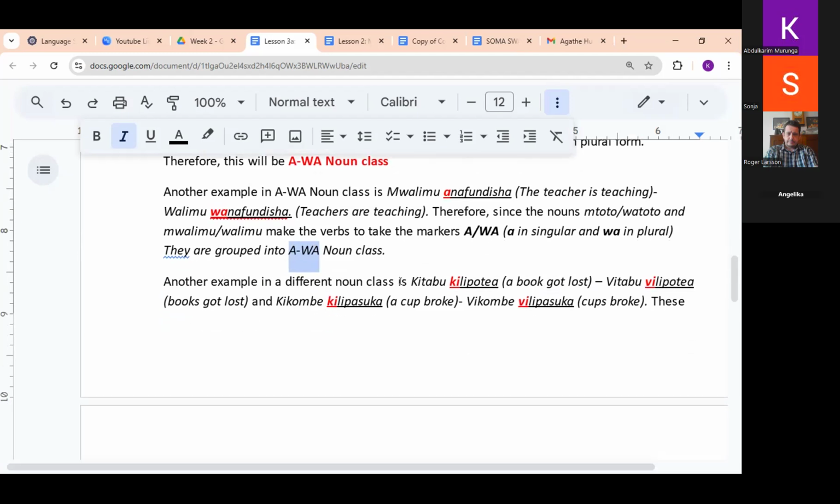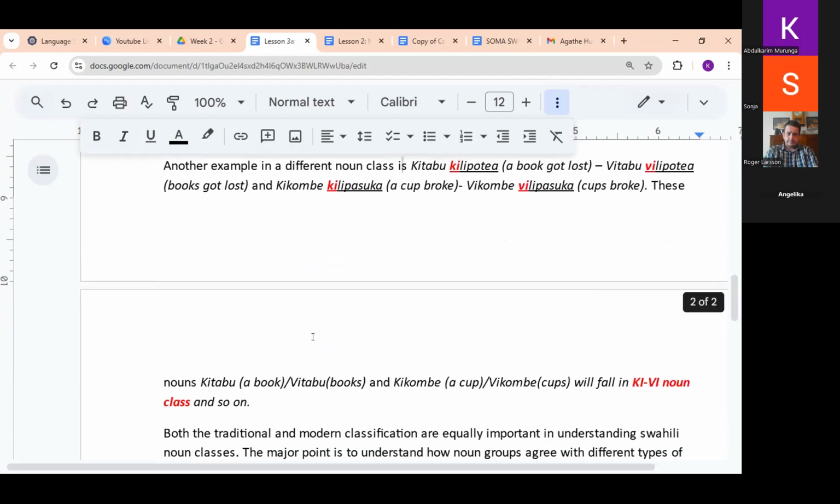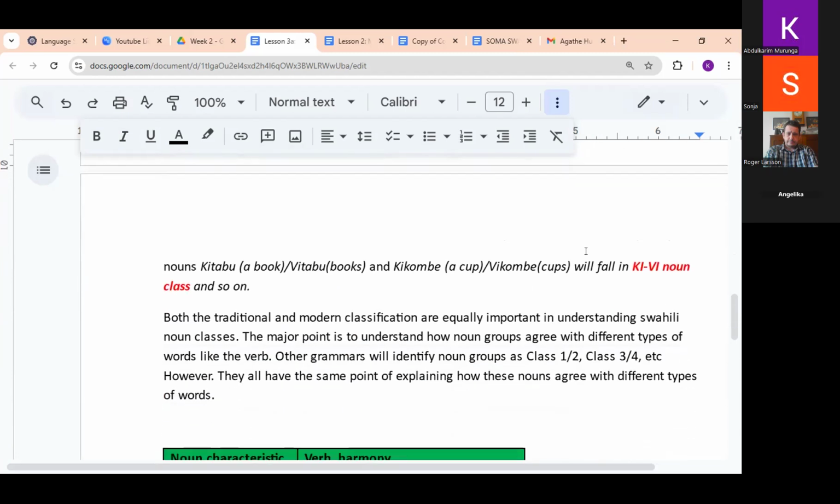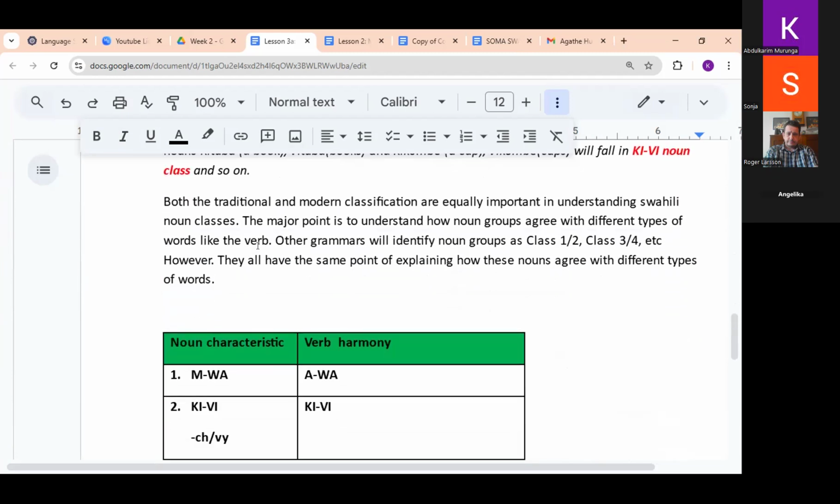For the ki-vi class: kitabu kilipotea, a book got lost, vitabu vilipotea, books got lost. Kikombe kilipasuka, a cup broke, vikombe vilipasuka, cups broke. So this will be in the ki-vi class. Both the traditional and modern classification are equally important in understanding Swahili noun classes. The major point is to understand how the noun groups agree with different types of words, such as the verb. Other grammars may identify these groups as class 1, 2, or class 3, 4, but they have the same point of explaining how nouns agree with different types of words.